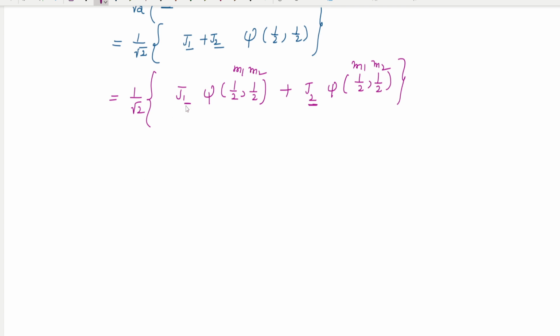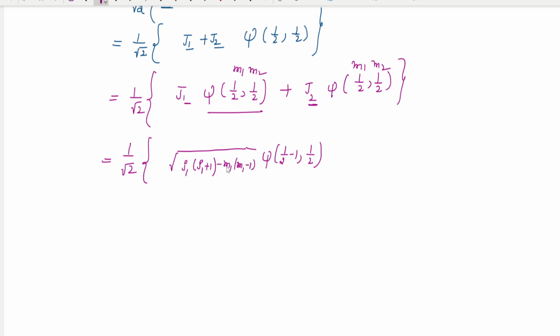So what is the j minus eigenvalue? 1 divided by root 2. If you apply this operator on this wave function, then you get a state decreased by one only. So first I am going to write this function. After applying j1 minus, the m1 state is decreased by 1 unit. So wave function psi 1 divided by 2 minus 1 comma 1 divided by 2. These are the corresponding eigenvalues: j1 into j1 plus 1, m1, m1 minus 1.